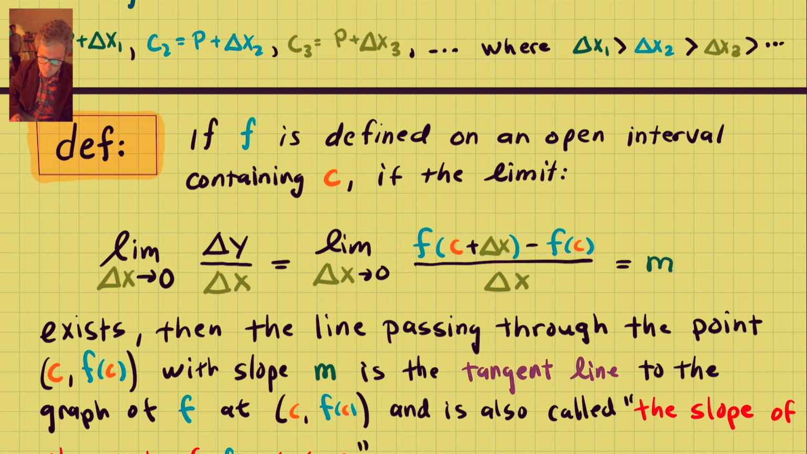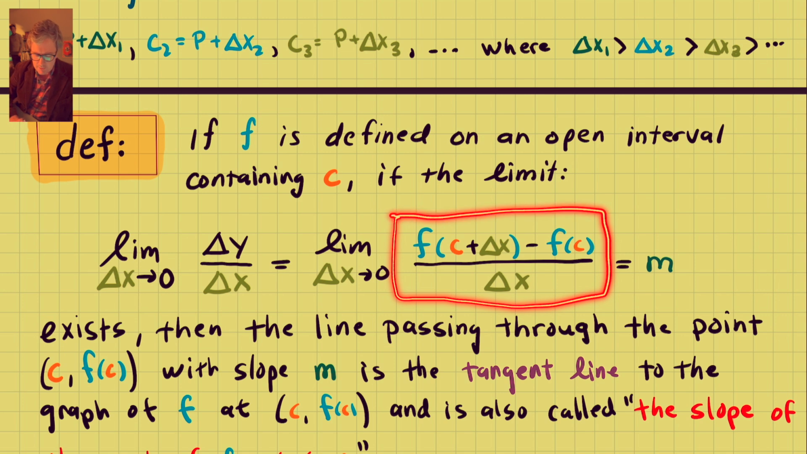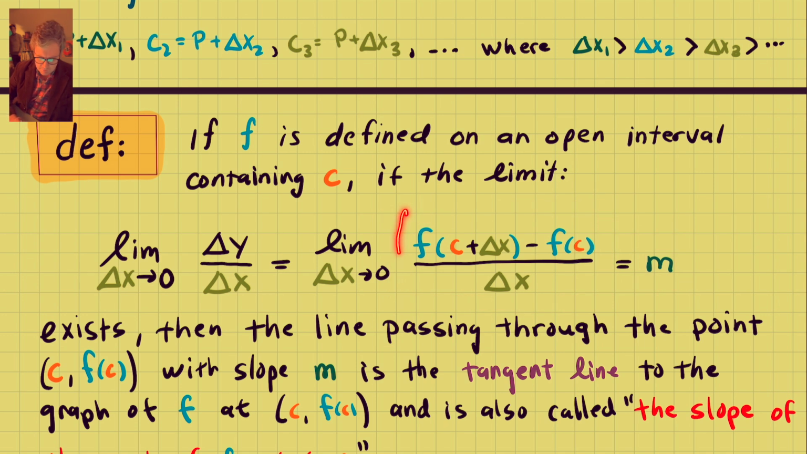Now, delta y is what? Well, delta y is just f of c plus delta x minus f of c. The change in y, that's all that top is. And the bottom is just the change in x. So we saw before that this is just the slope of a secant line, isn't it? So we call it m. But so what is the limit doing then? If I've got the slope of a secant line, what is this limit telling me?